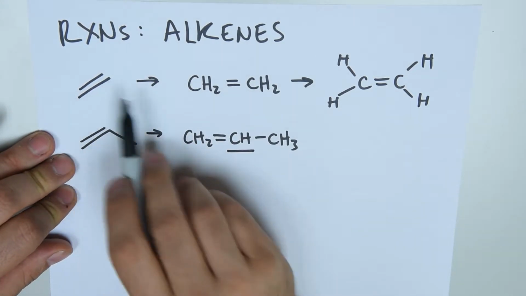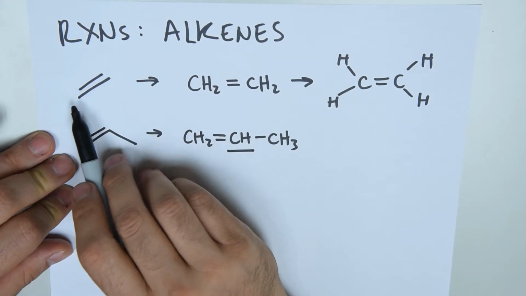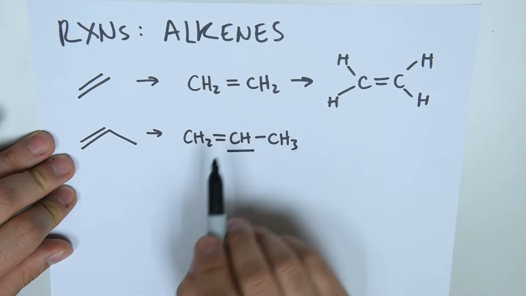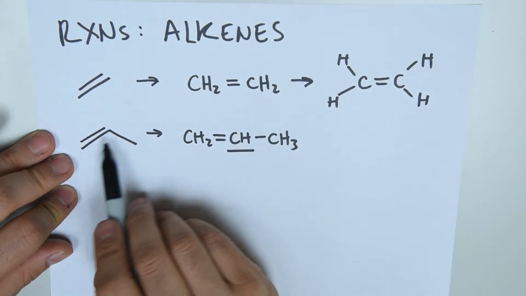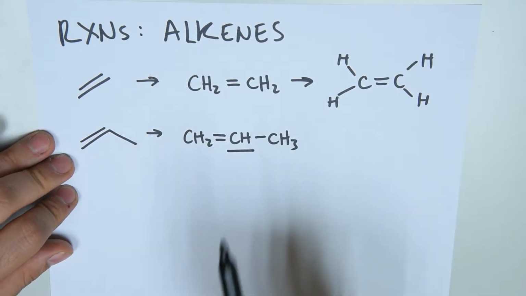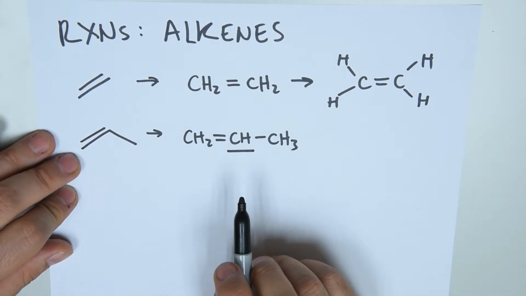In this case, when we have a double bond between two carbon atoms here, we have a symmetrical amount of hydrogen on both sides. But here, when we have it right here at the edge, the amount of hydrogen is asymmetrical. This is relevant when we're adding asymmetrical molecules.